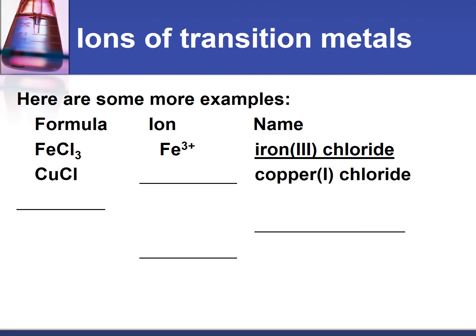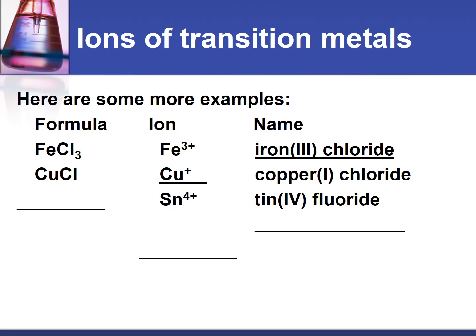CuCl, we just saw in the previous slide, the copper would be +1 because chloride is a -1. There's only one copper, it must be +1. Copper 1 chloride.